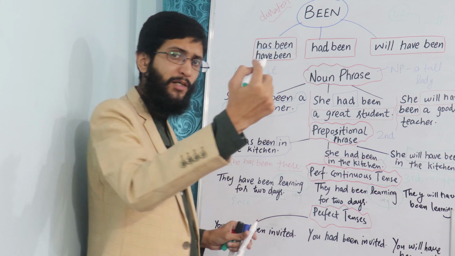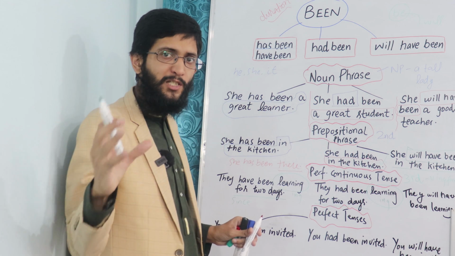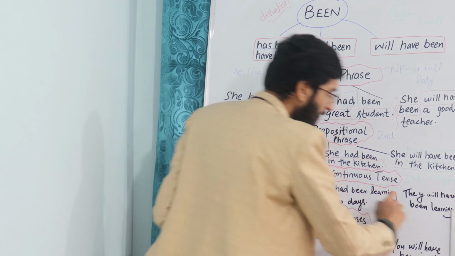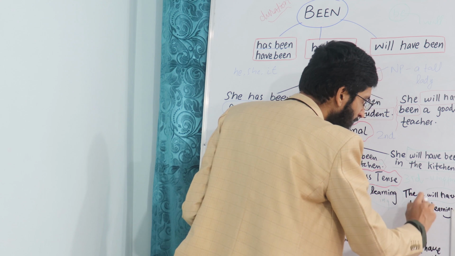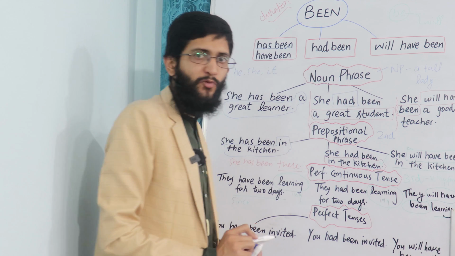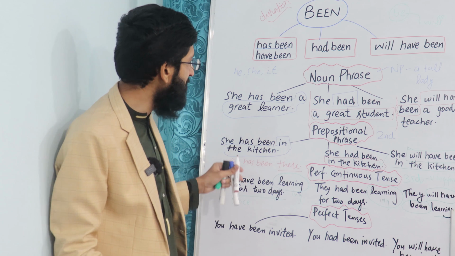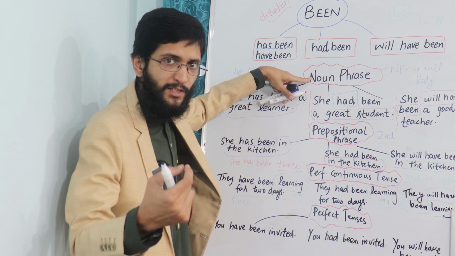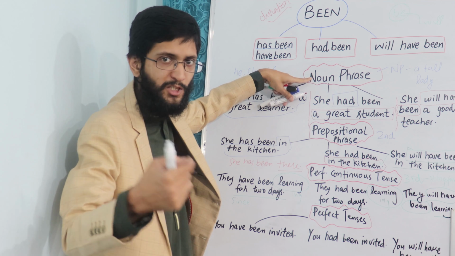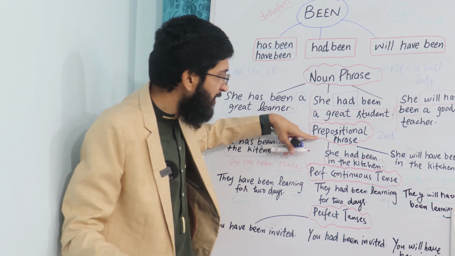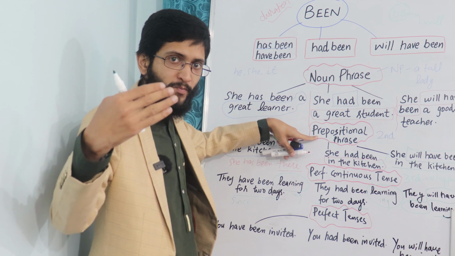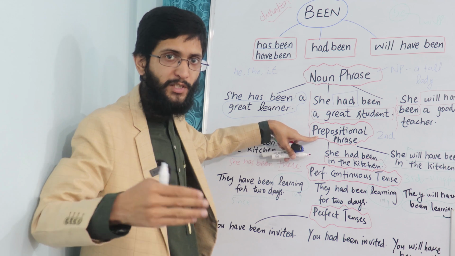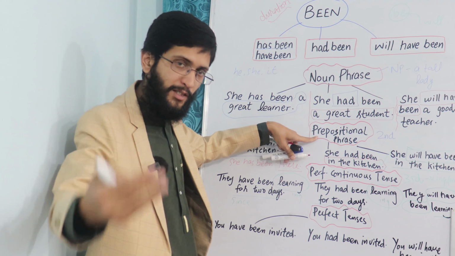Like she had been learning for 2 days in the past, she spent 2 days to learn a certain thing, might be digital marketing or something else. They will have been learning. Again, this learning is the ing form. So here we are learning easy stuff, like first noun phrase, then I taught you about adjective. Individually you can use adjective, like she's been busy, and adverb, she has been there, and prepositional phrase, she has been at the store, she has been at office, she has been in the room.